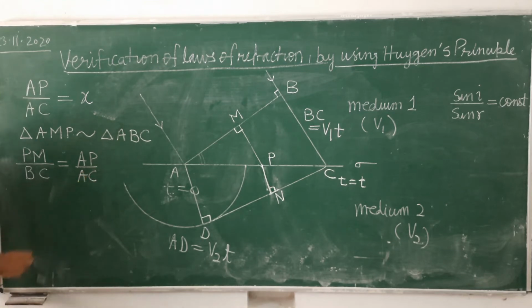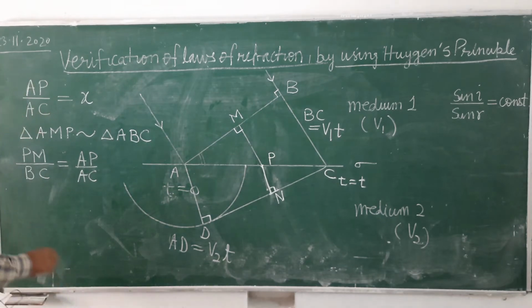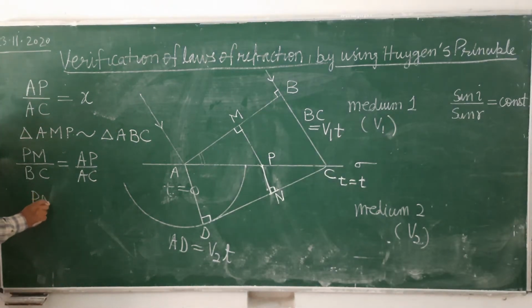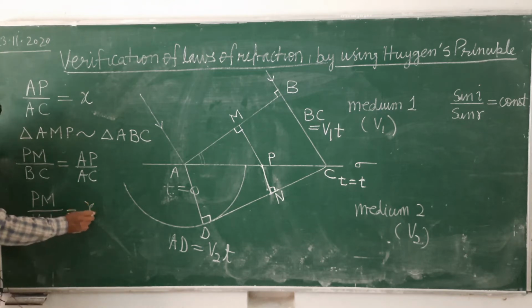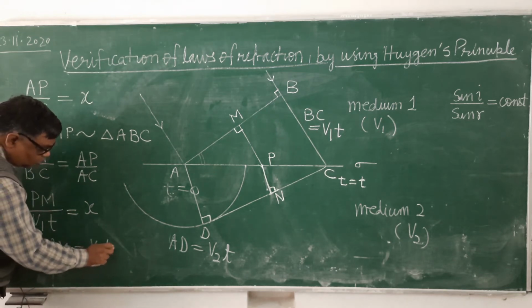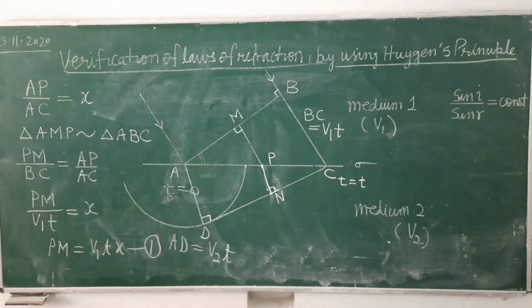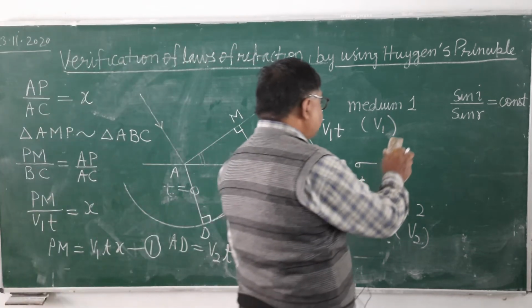Now you can see here, what is BC? BC you have already calculated as V1 into T. So PM upon V1 into T equals AP, which is X, upon AC, which is X. So what is PM? It is equal to V1 into T into X. This you can take as equation 1. Is this clear? Similarly, you can see here triangle PNC is similar to triangle ADC.